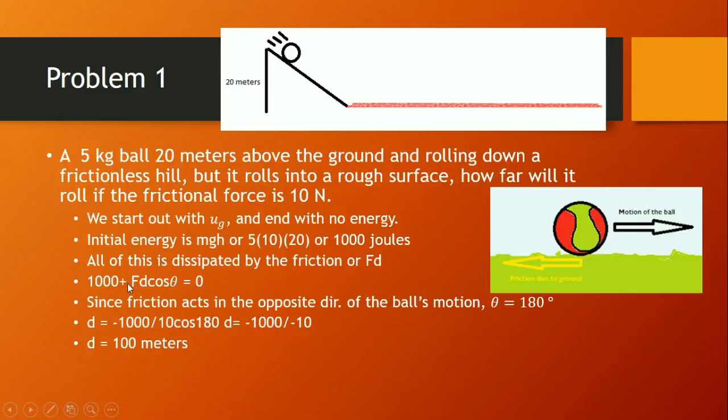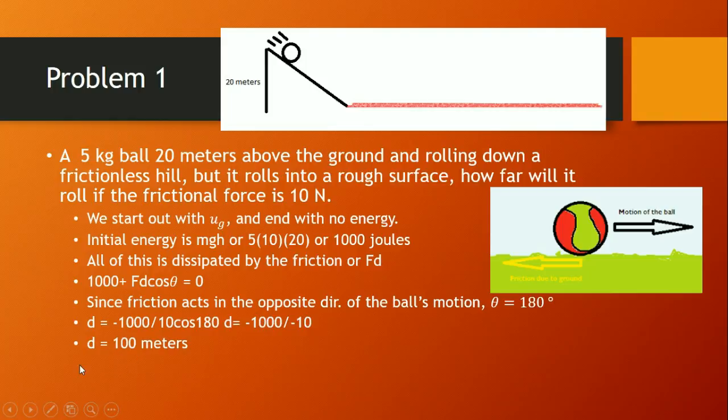So 1,000 minus F d cosine theta, or minus force times distance, equals 0, because cosine of 180 is just -1. So basically 1,000 minus force times distance equals 0. If we plug this into our equation and solve for d, d equals -1,000 divided by F cosine theta. I told you cosine of 180 is just -1. So 1,000 divided by 10, and they're both negative, so it gives you 100 meters.